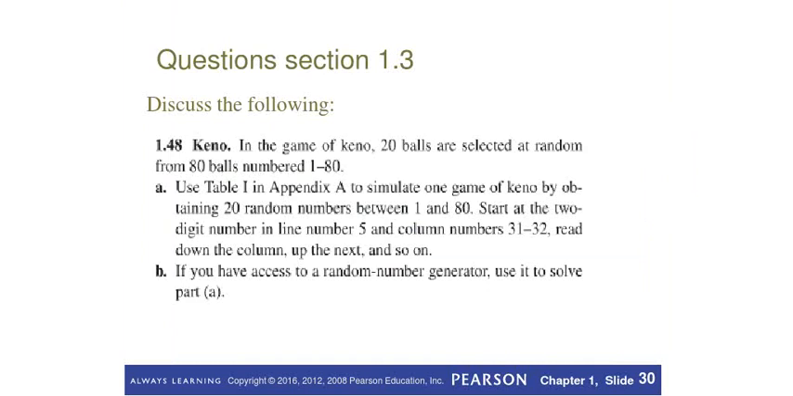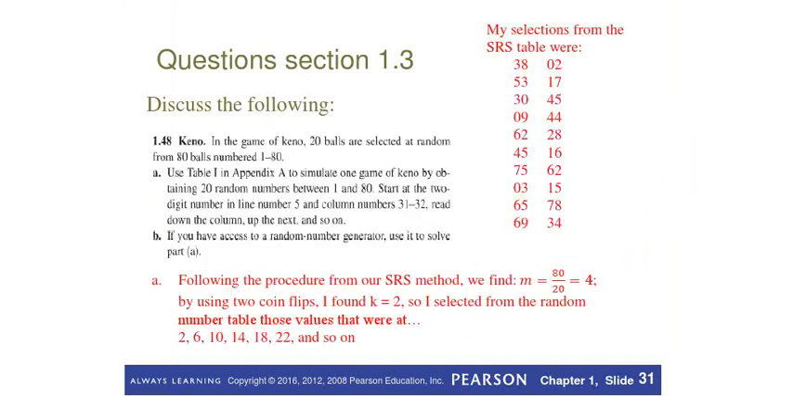Okay, here we go. This is what I found. My selections from the table, when I chose them, according to the simple random sample, were here. The numbers 38, 53, 30, 9, 62, 45, 75, 3, 65, and 69, 2, 17, 45, 44, 28, 16, 62, 15, 78, and 34.